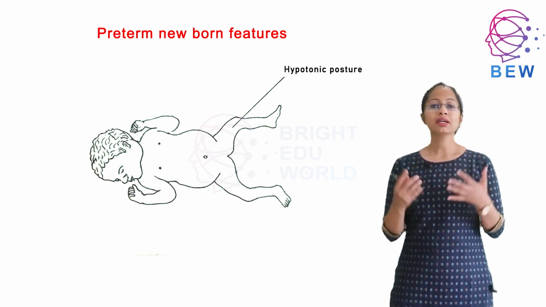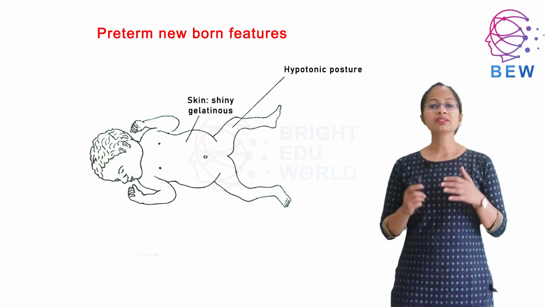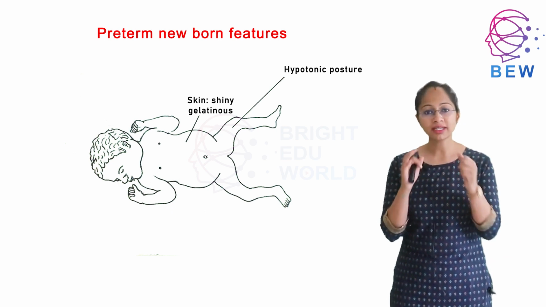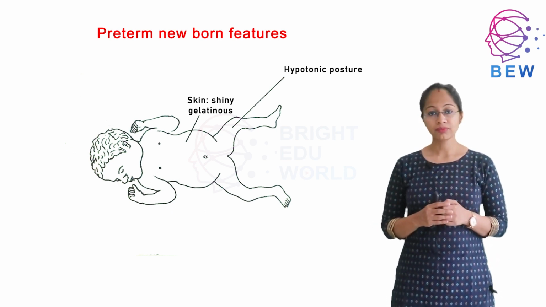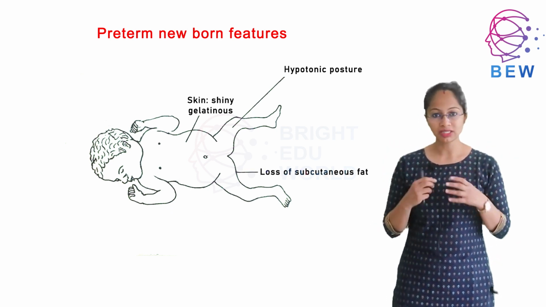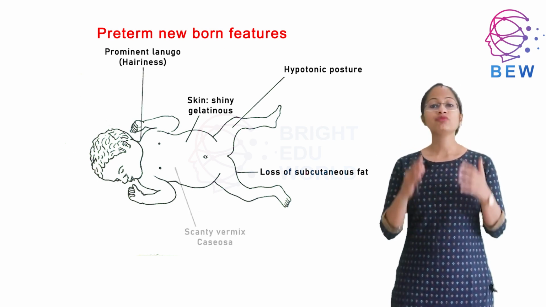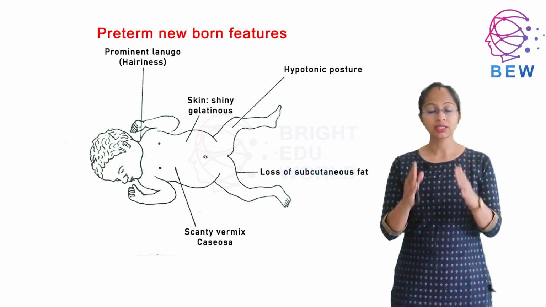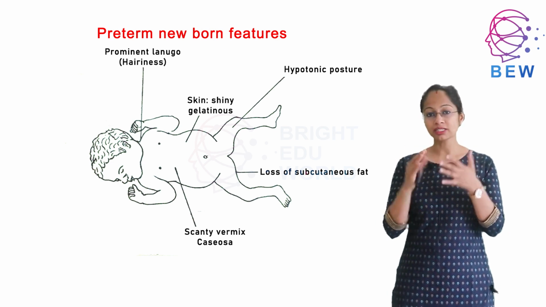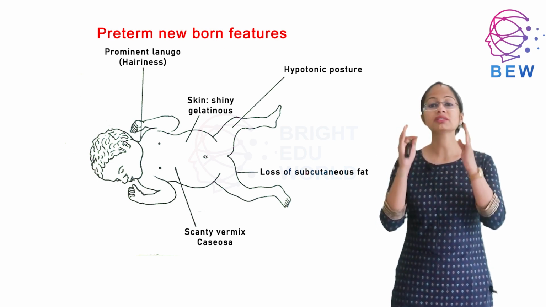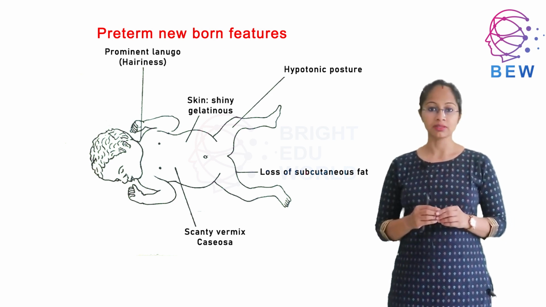Number second is skin. Their skin is shiny, gelatinous. There is loss of subcutaneous fat. Abundant lanugo is present. Vernix caseosa, the whitish colored substance present on the body of the baby, is scanty in these babies.